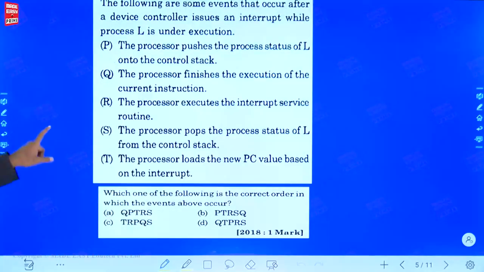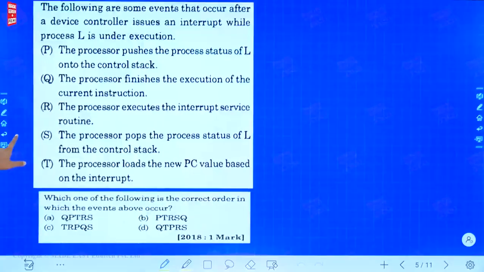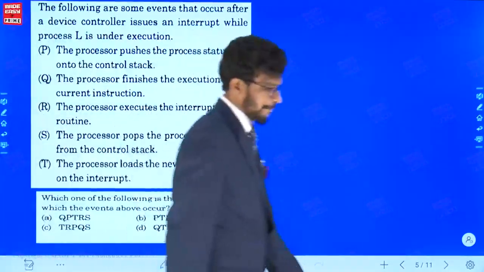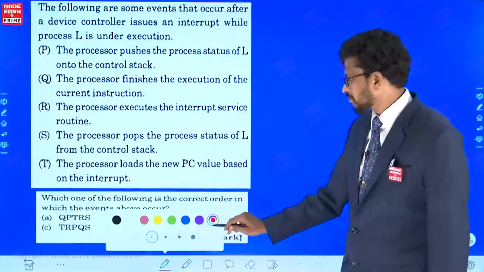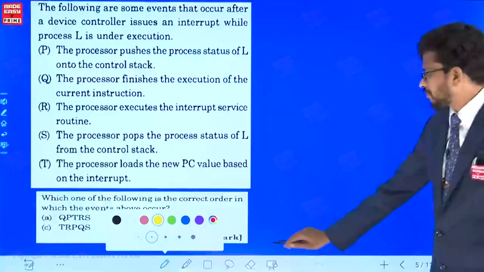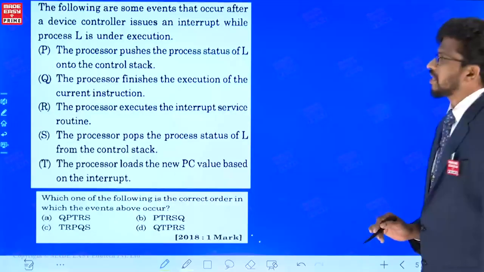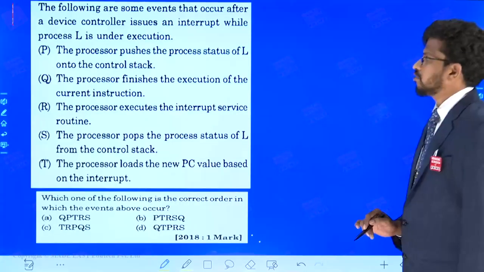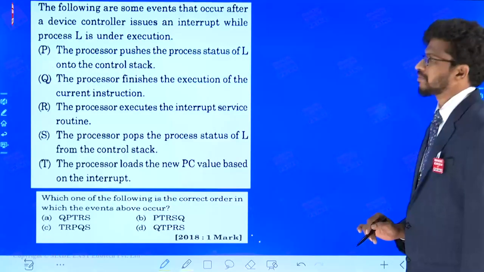Okay. These are analysis type of questions. You must be very cautious while solving these questions. Read the question carefully. The following are some events that occur after a device controller issues an interrupt while process L is under execution.